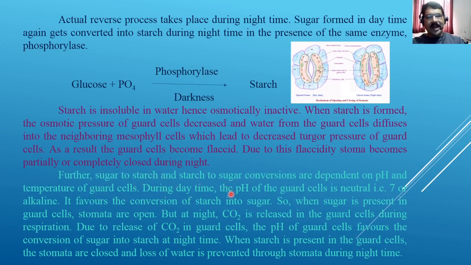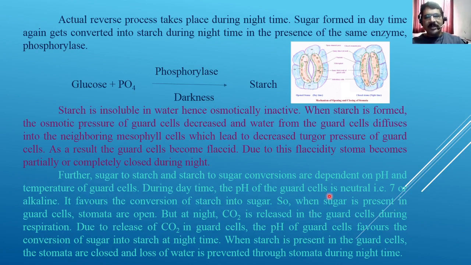So during daytime the pH of the guard cell is neutral, that is 7, or it is alkaline, so it favors the conversion of starch into sugar. So in daytime there will be 7 pH in guard cells, and this pH is very favorable for the conversion of starch into glucose or starch into sugar.